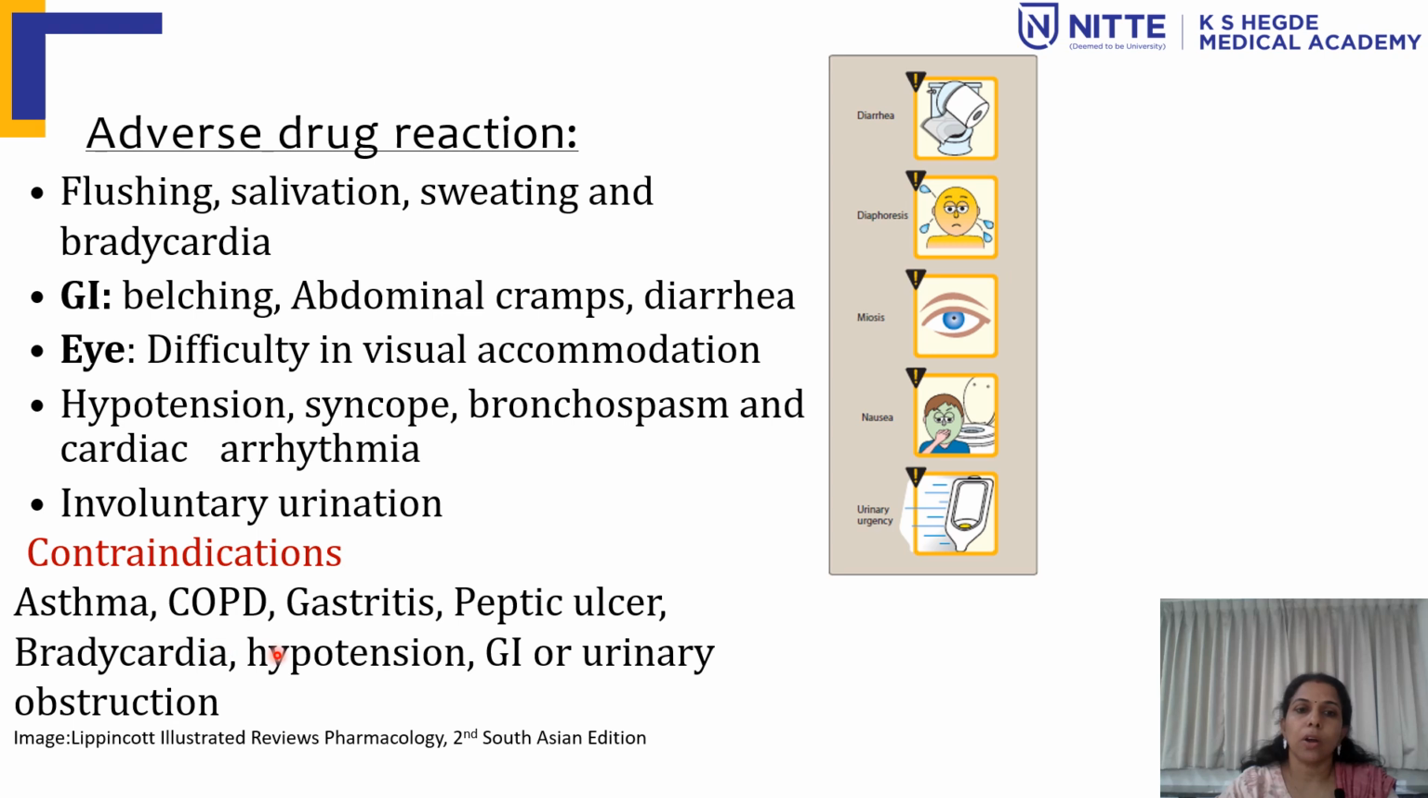Contraindications are asthma patients, COPD patients, gastritis, and peptic ulcer, because all of these get aggravated. That's the reason it is contraindicated. If there is any GI or urinary obstruction, in such cases also it is not recommended. So these are the adverse effects and the contraindications of bethanechol.